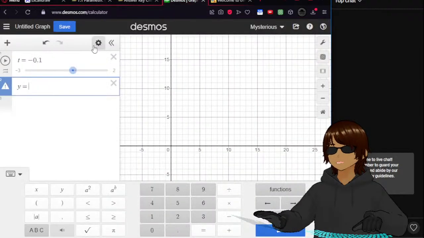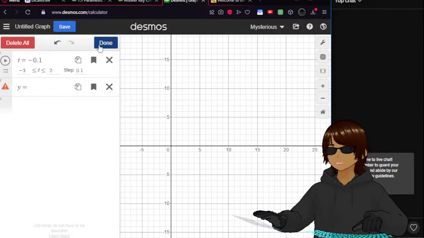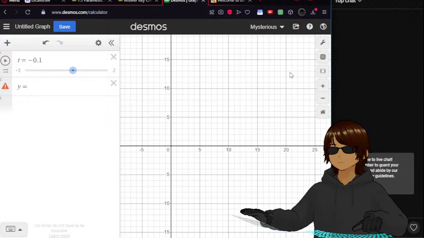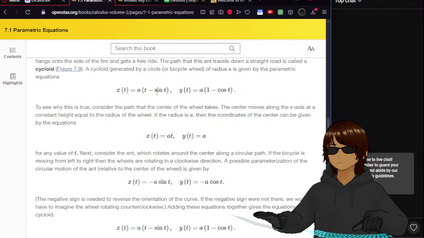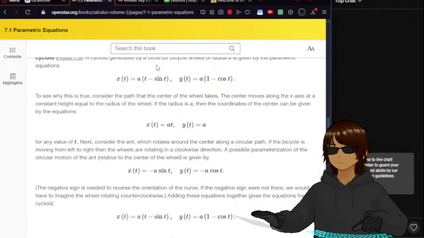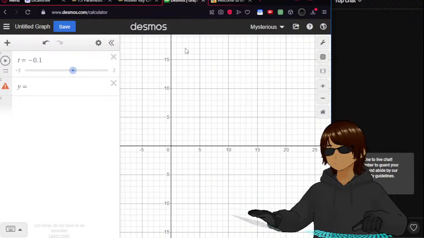How do I make a parametric equation in Desmos? Hold on.